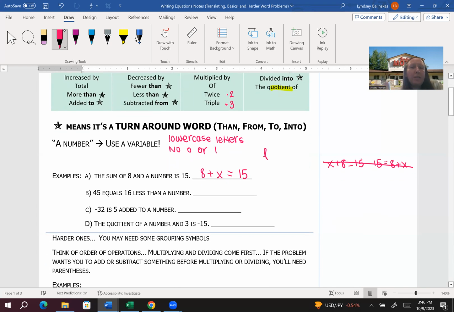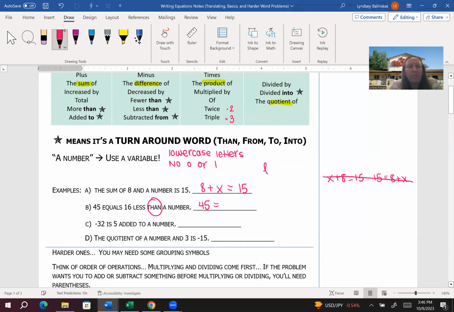Okay, next one, 45 equals 16 less than a number. So I'm going to start with our 45 equals, but I see the word than. So less than is subtraction, but we need to turn it around. With subtraction and division, the order is very important. For example, if I said 7 minus 4, you can't just reverse that around and say it's the same thing as 4 minus 7. So you have to be very careful with subtraction and division. So 16 less than a number, instead of doing 16 minus x, I need to flip it around, and it's going to be x minus 16.